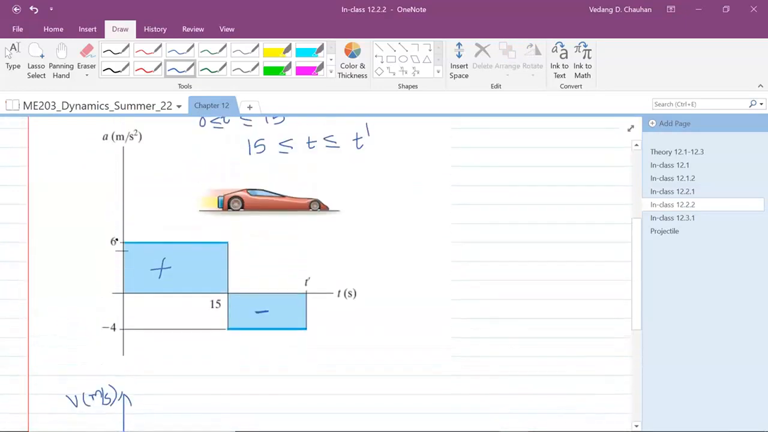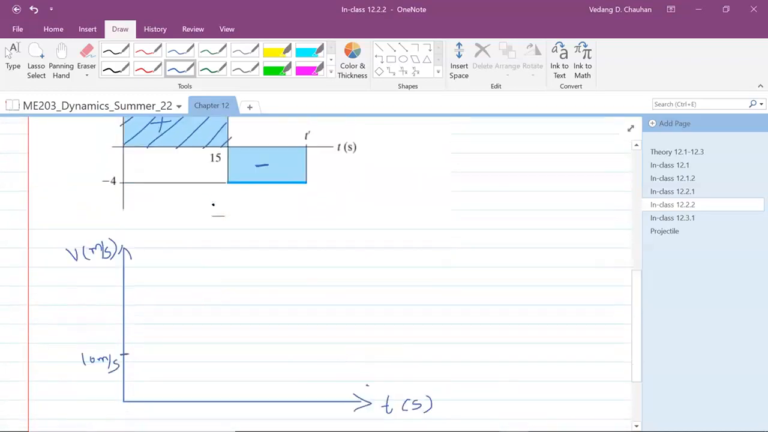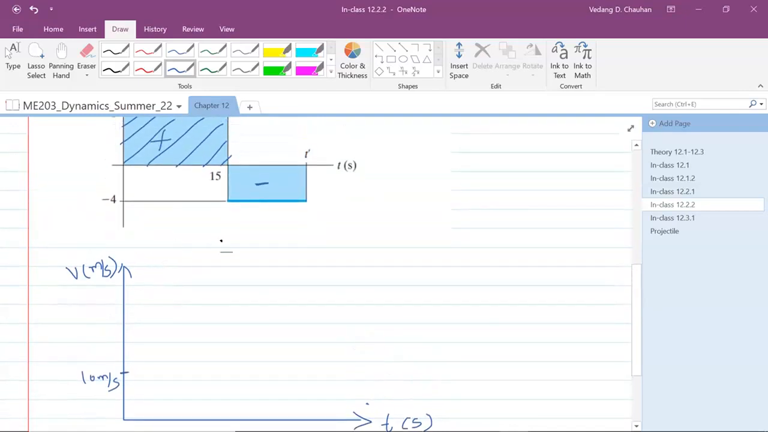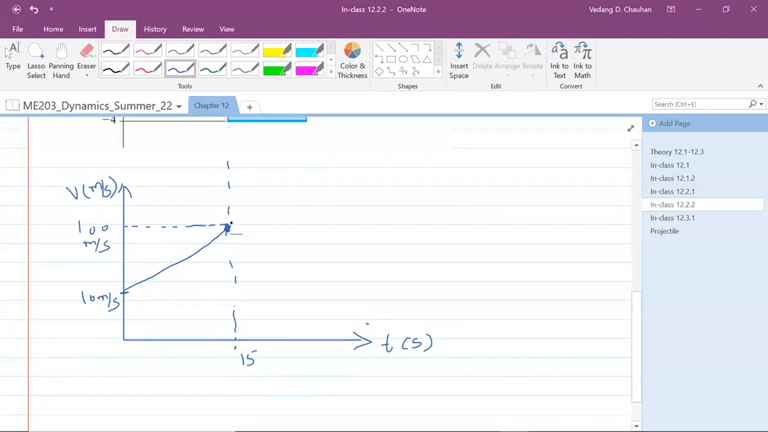Now, we need to get the velocity from acceleration, which is integration, and integration of graph is nothing but the area under this graph. So that's a rectangle with width equal to 15 and height equal to 6. So 15 times 6 is 90. That is the area under the graph. But that area, 90, is what we need to add to initial velocity or velocity at the previous point, which is 10. So 10 plus 90 gives us 100. So I'm just drawing this reference line here. So at t equal to 15 seconds, velocity of the car will be 100 meters per second. That's the maximum speed.